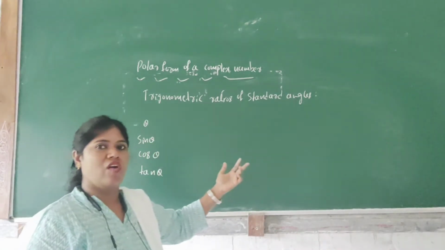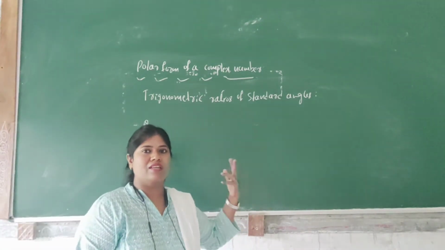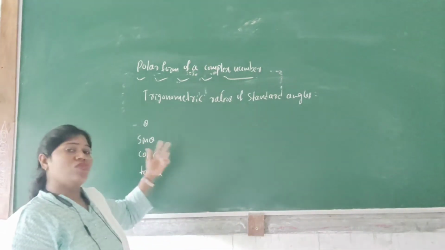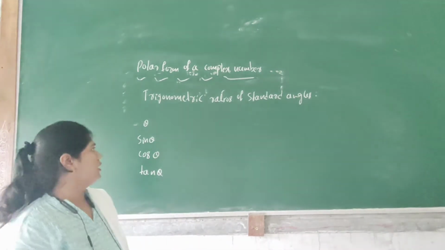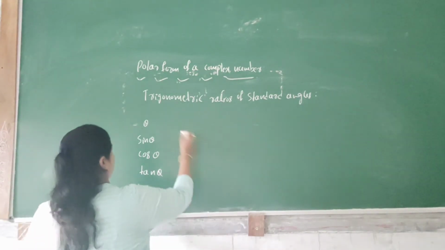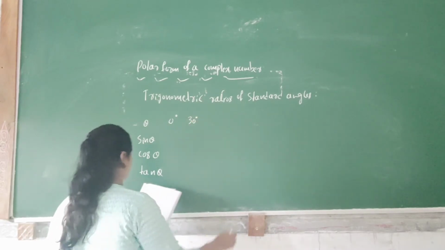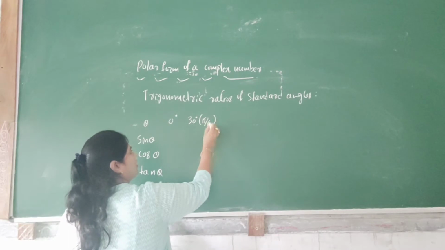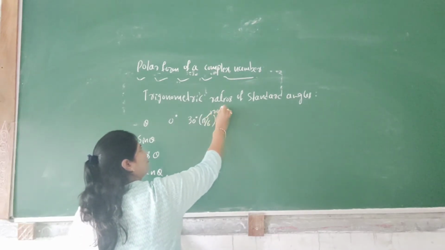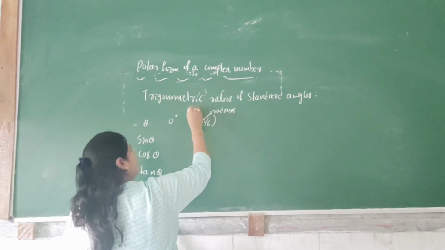In school days we have learned these, right? And cosecant theta, secant theta, cot theta are the reciprocals of sin theta, cos theta, tan theta. Here 0 degree, 30 degree. For 30 degree, the angle is pi by 6. This one is in radians, and this one is in degrees.